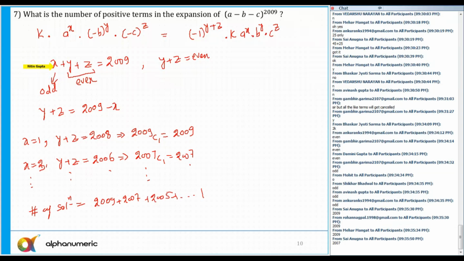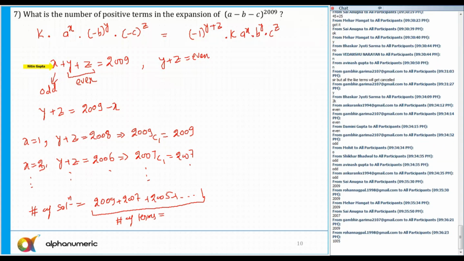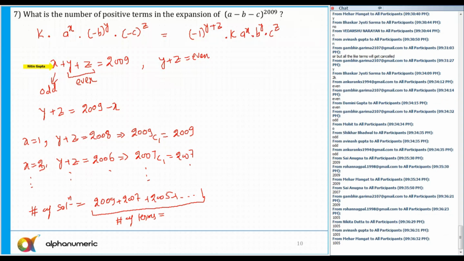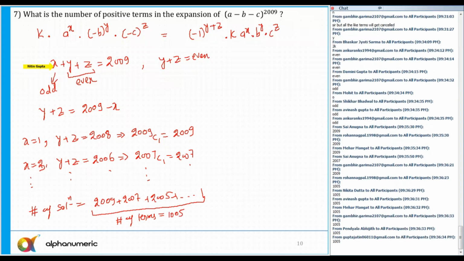So this is the sum of all the odd numbers. How many terms are there? Can anyone tell me the total number of terms here? These are all the odd numbers from 1 to 2009. How many odd numbers are there? I think 1005. Yes or no? There are 2010 numbers till 2010, half of them will be odd, half of them will be even. So 1005 numbers.